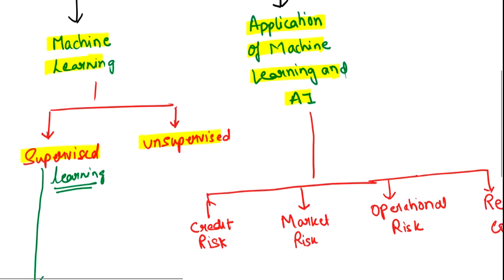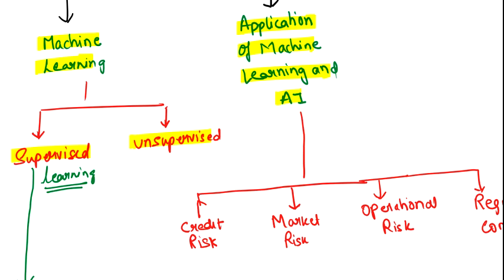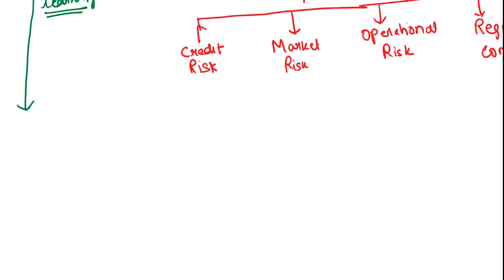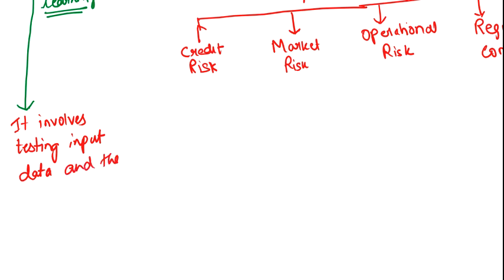Now this machine learning is further divided into two areas. Supervised. Okay, supervised means what? It involves testing the input data to determine the output. Write down: it involves testing input data and then determining the output. Now there are different methods which come under supervised learning. Similarly, there are many methods which come under unsupervised learning.